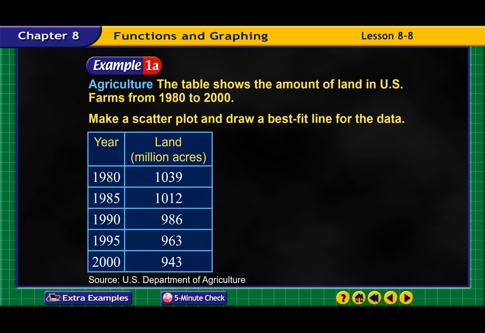All right, so example one. This table shows the amount of land in U.S. farms from 1980 to 2000. Make a scatter plot and draw a best fit line for the data. So we can look, we have 1980, there was this many million acres of land, and it keeps going down and down and down.